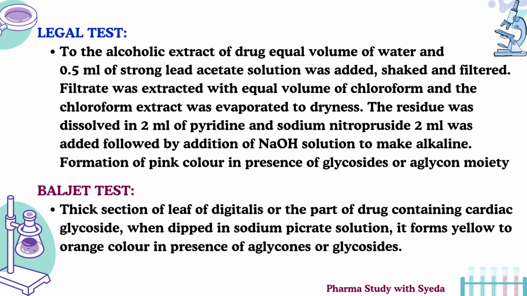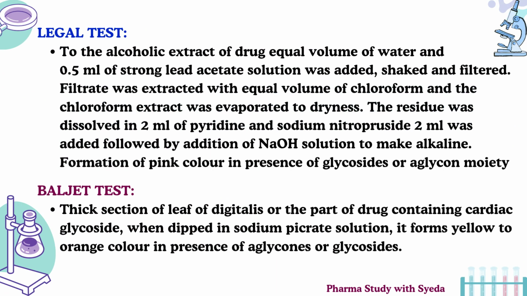Legal test. To the alcoholic extract of drug, equal volume of water and 0.5 milliliters of strong lead acetate solution was added, shaken and filtered. Filtrate was extracted with equal volume of chloroform and the chloroform extract was evaporated to dryness. The residue was dissolved in 2 milliliters of pyridine and 2 milliliters of sodium nitroprusside was added, followed by addition of sodium hydroxide solution to make alkaline. Formation of pink color in presence of glycosides or aglycone moiety.